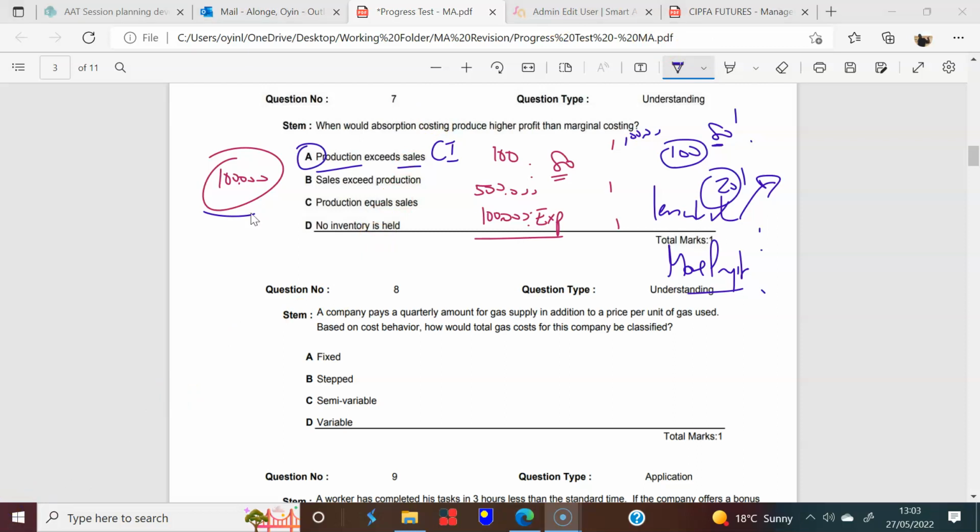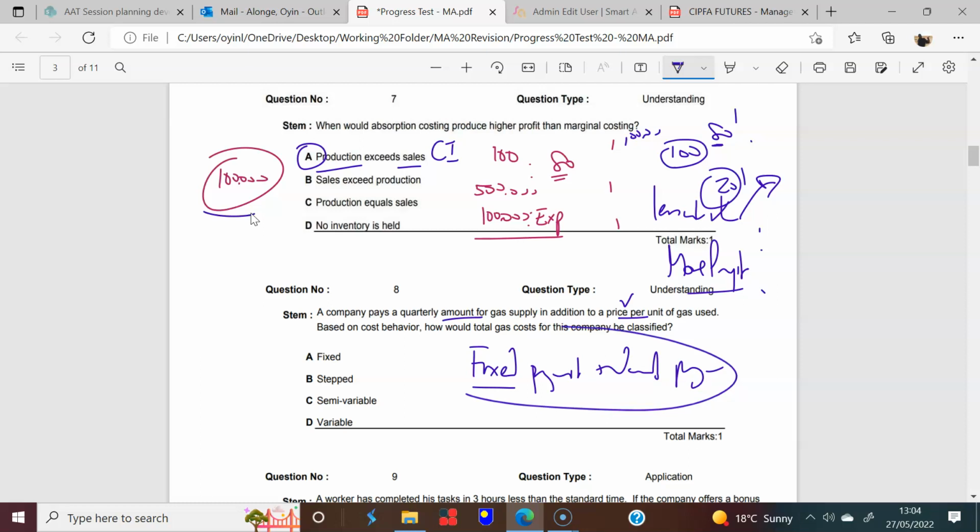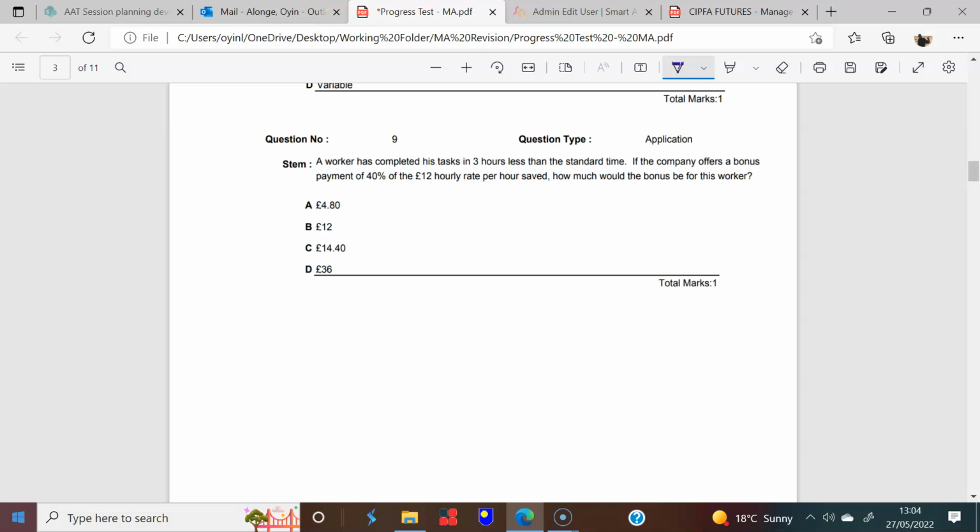And in this next question, it says a company pays a quarterly amount for gas supply in addition to a price per unit of gas. So they pay this fixed amount in addition to a price per unit. This has got a variable element to it, isn't it? Every unit of gas you're using. So this is variable, as well as this quarterly amount. And so you have a scenario where you have a fixed payment as well as a variable payment or cost. And so together, a fixed and a variable sit nicely as a semi-variable cost.